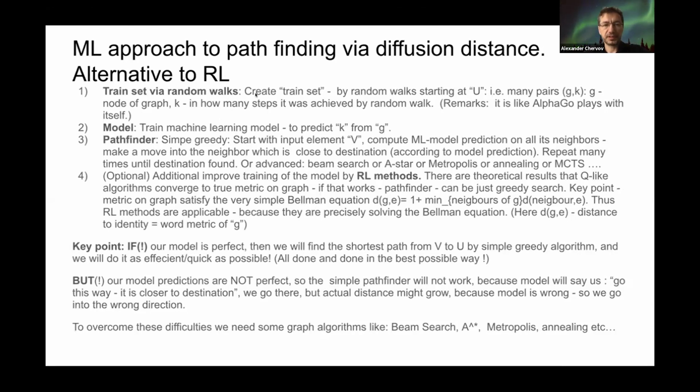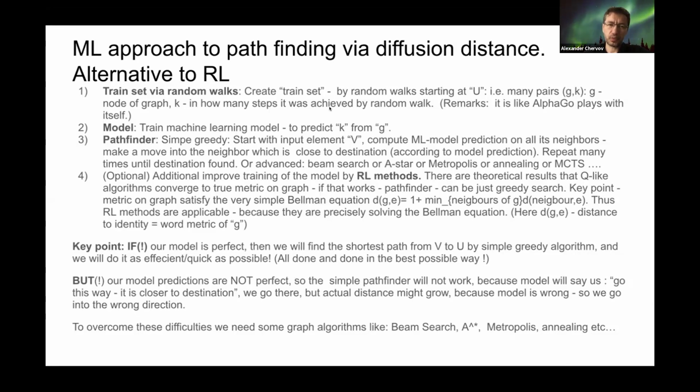So the approach is quite simple. We create the train set just by random walks, starting, for example, at the identity element. And so we create lots of pairs. G is just an element of the group, so a permutation, for example, in our case. And K is an integer number: how many steps of the random walk we needed to achieve this element.